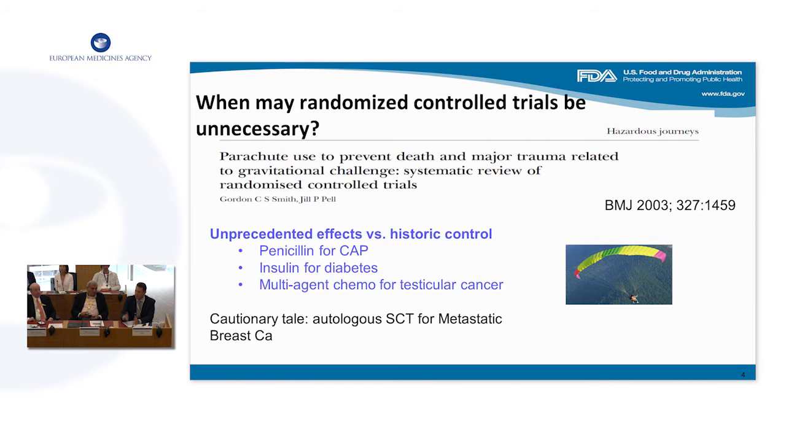Of course, we also have cautionary tales. One would be autologous stem cell transplant for metastatic breast cancer, adopted early in the U.S., and then the randomized control studies failed to show a survival benefit.